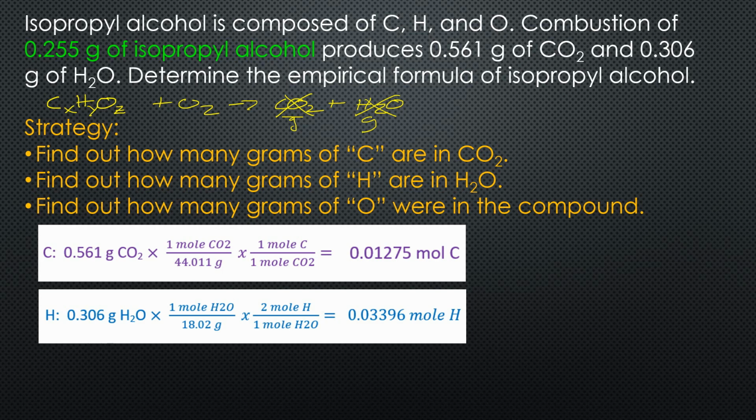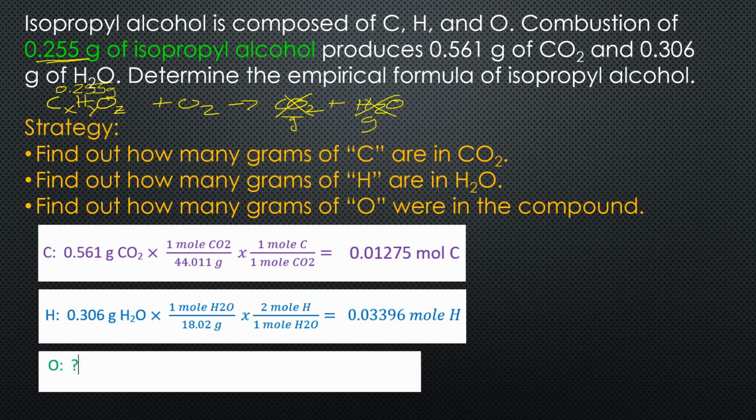Because I've seen people do all sorts of crazy stuff, like they add up the gram amount of CO2 and water and try to do something similar to what we've done before, but you can't do that. But there is one thing we could do. Remember, this value up here, which we've been ignoring so far, is the amount that the original compound weighed. The original total mass of that compound was 0.255 grams.